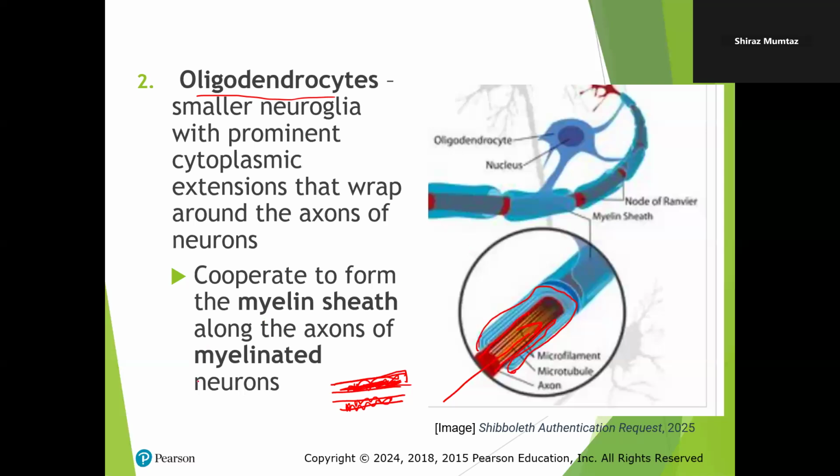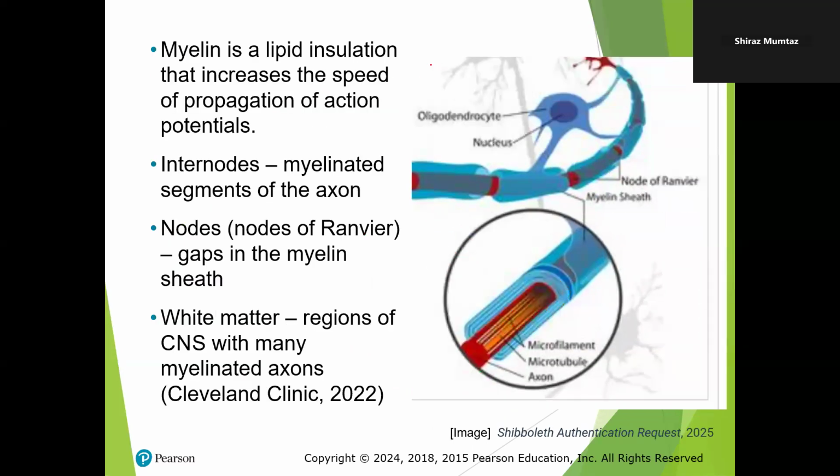All right, so this is the oligodendrocyte, which makes the myelin sheath within the central nervous system, only the central nervous system, which is the brain or the spinal cord, not anywhere else, not the peripheral nervous system. Right here, the myelin is a lipid insulation that increases the speed of propagation of the action potential that I was talking about earlier.